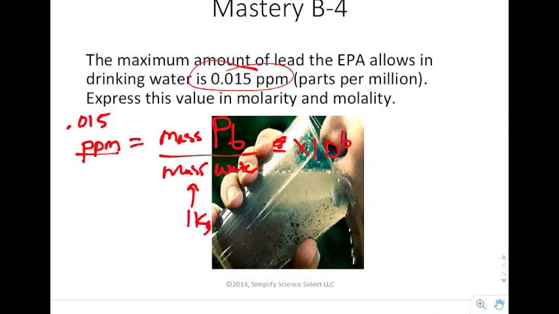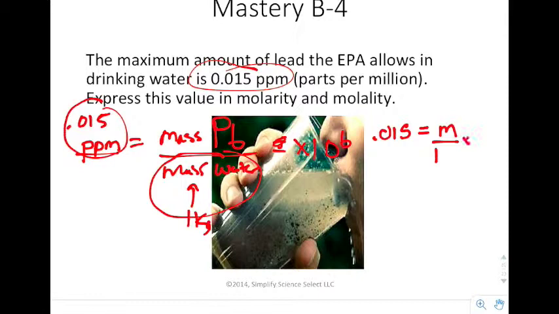At this point, you have the mass of water and the parts per million, and you can solve for the mass of lead. So let's do that. You have 0.015 equals m divided by 1 times 10 to the 6th. Whenever you do this, you get a very, very small value for lead, which we would hope to have in our drinking water: 1.5 times 10 to the minus 8th. Now realize, because this was in kilograms, this value is in kilograms as well. So you have 1.5 times 10 to the minus 8th kilograms of lead.